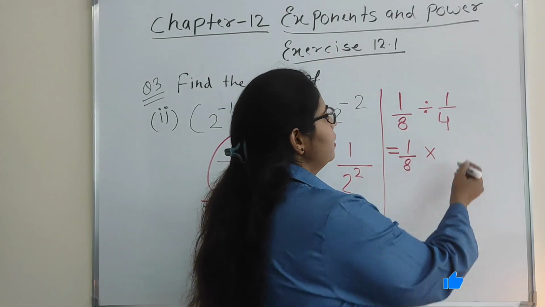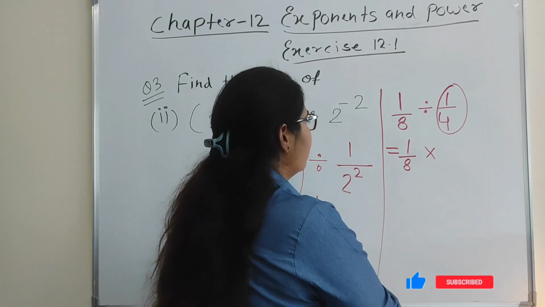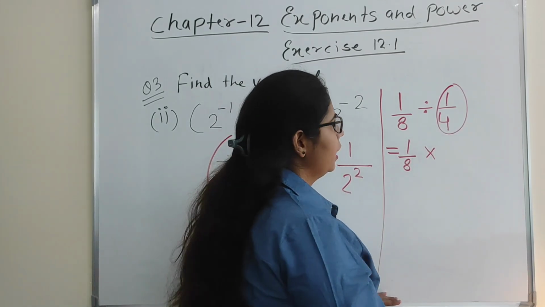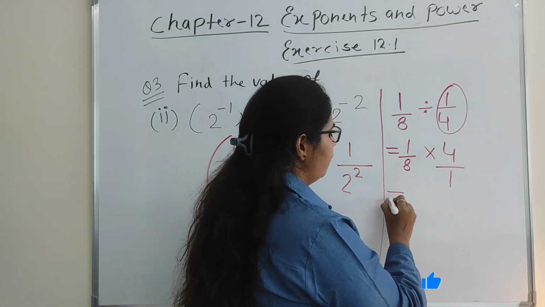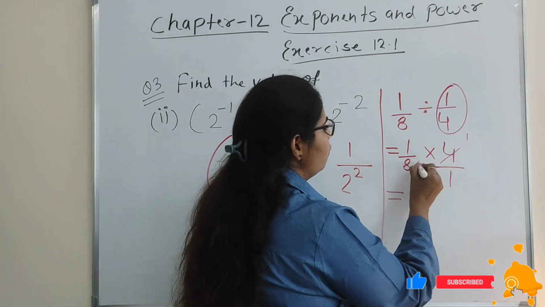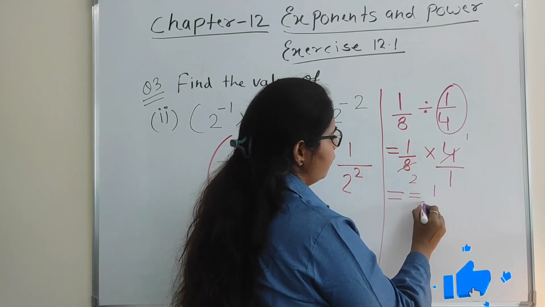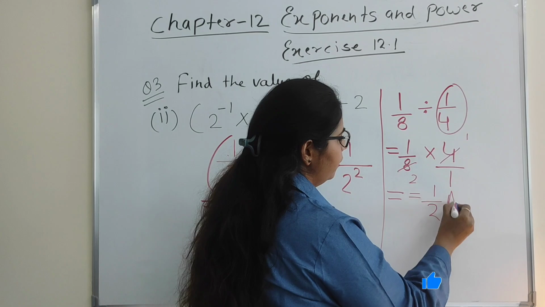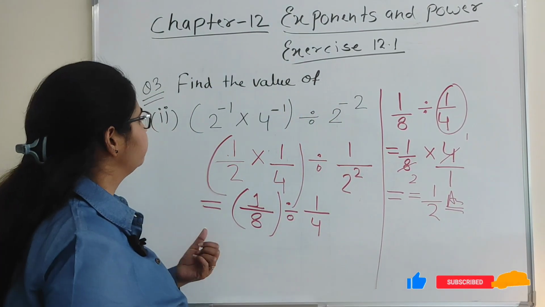And take the reciprocal of the second term. 1 upon 4 will be converted into 4 upon 1. Now 4 ones are 4, 4 twos are 8. So the answer is 1 by 2.